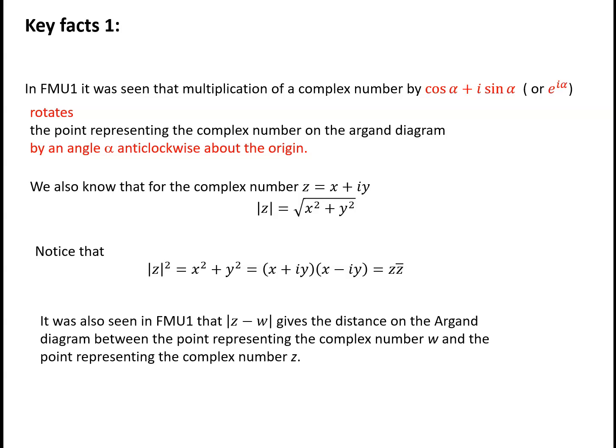And we also saw in Unit 1 that the modulus of z minus w gives the distance on the Argand diagram between the point representing the complex number w and the point representing the complex number z.